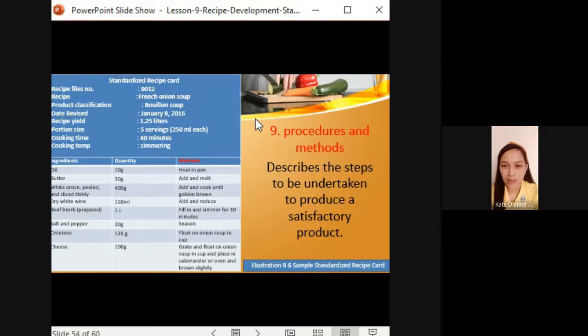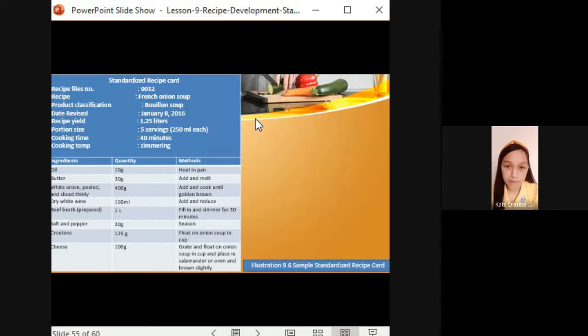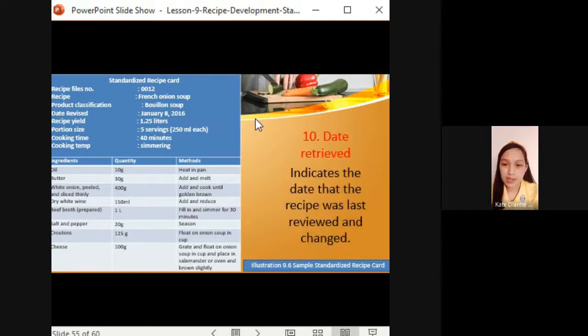The procedures and methods. This describes the steps to be undertaken to produce a satisfactory product. So, alam naman natin yan, yung procedures and methods. Ayan, nakalagay dyan: heat the pan. Next, add and melt. So, yon. Those are the procedures and methods. 10 is date retrieved. In date retrieved, this indicates the date that the recipe was last viewed and changed. So, yan yon, date retrieved.